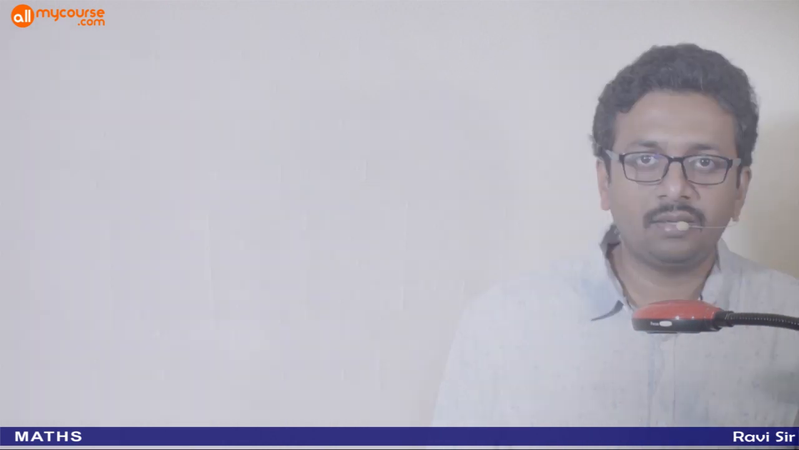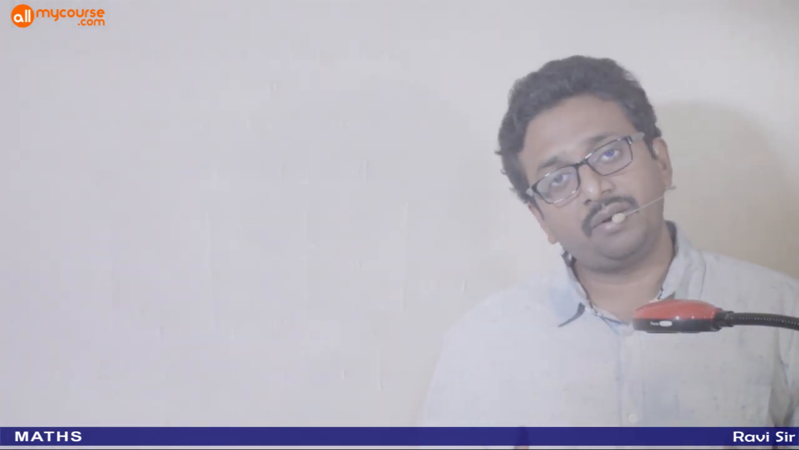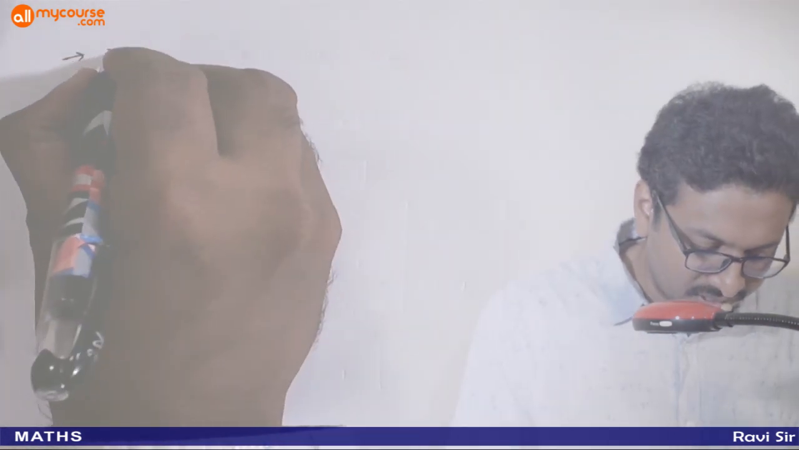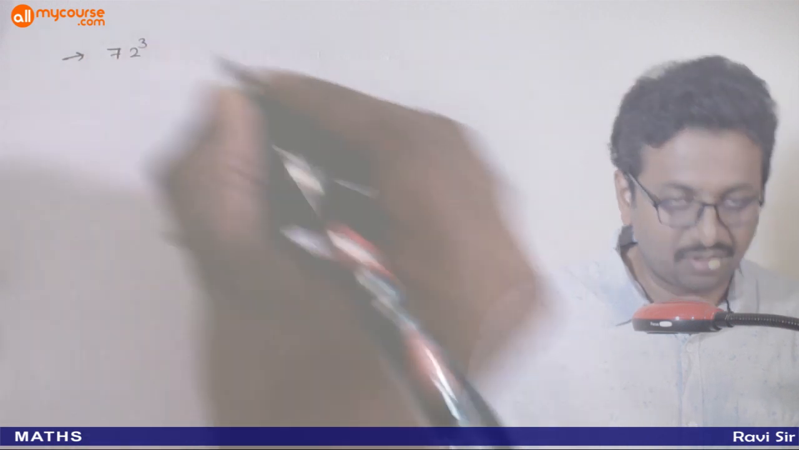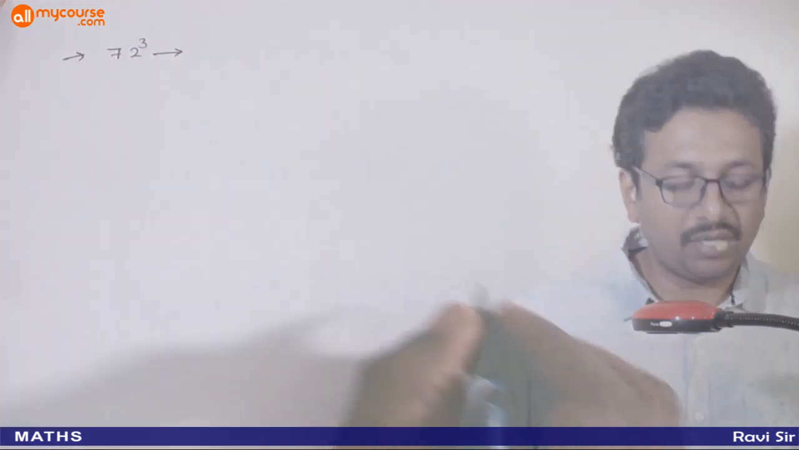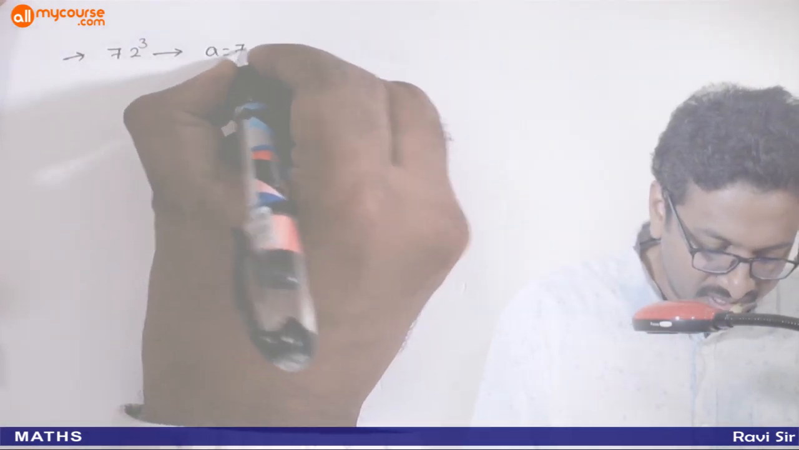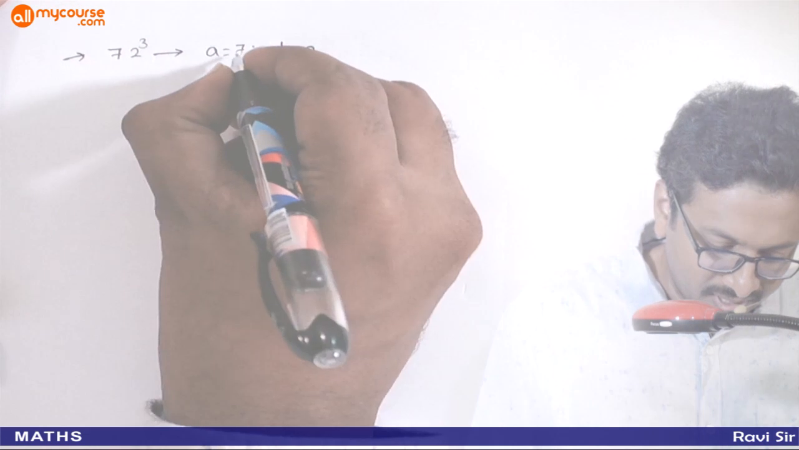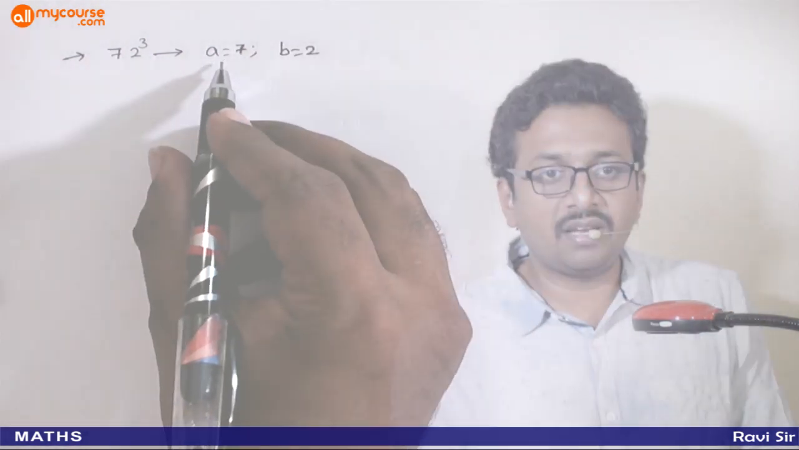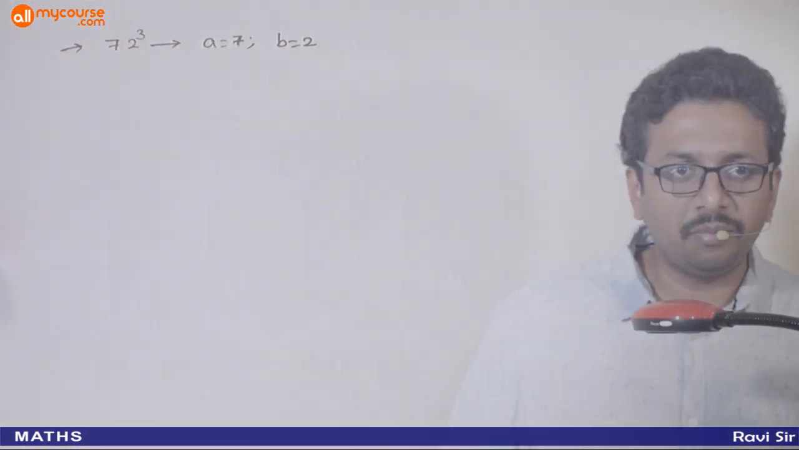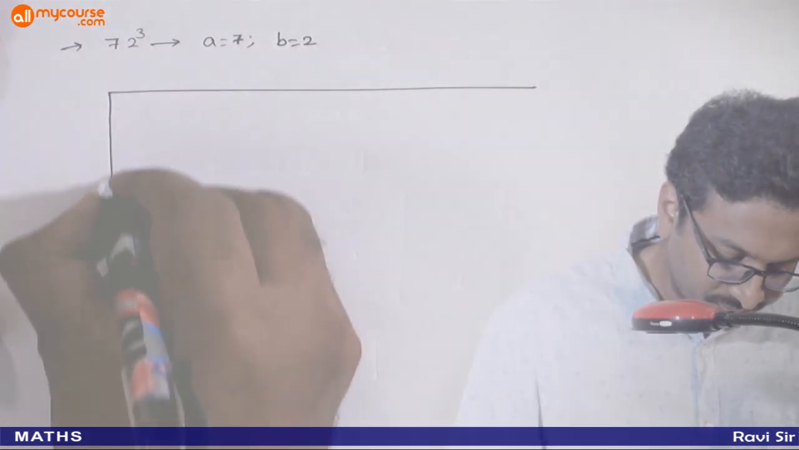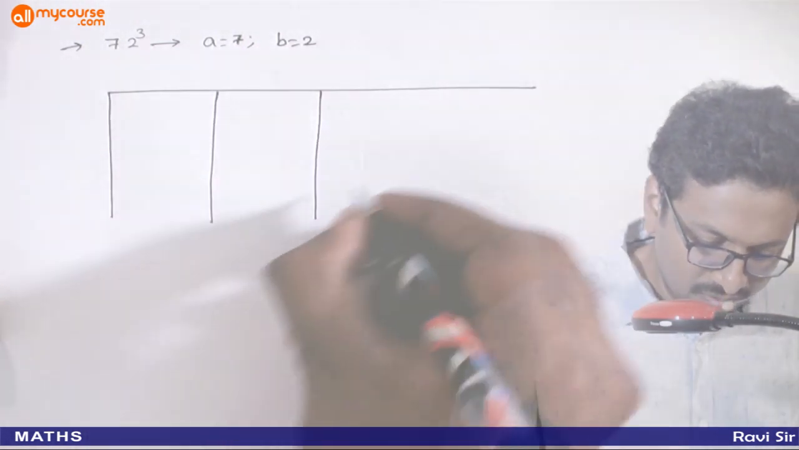24389. Next, using this same method we will do one more question. If you are asked to find something like 72 whole cube, let us find 72 whole cube. Take a as 7 and b as 2. So the tens digit is taken as a, the units digit is taken as b. Just draw the table with 4 columns.